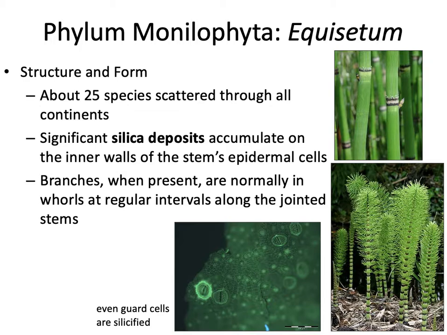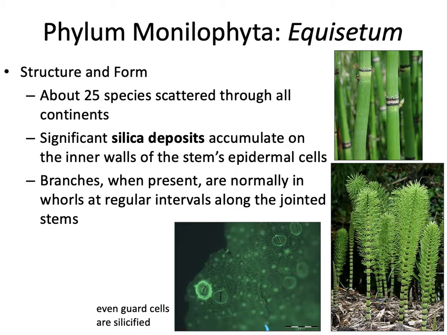Next up in our phylum Monilophyta is the genus Equisetum. These are the so-called horsetails or scouring rushes. There's about 25 species scattered through all continents. In California, we have a bunch of these that grow in the forest and in some wetland areas. They have significant silica deposits that accumulate on the inner walls of the stem's epidermal cells. This is thought to be for anti-herbivory because it's going to break down the mouths of things that try to eat it.